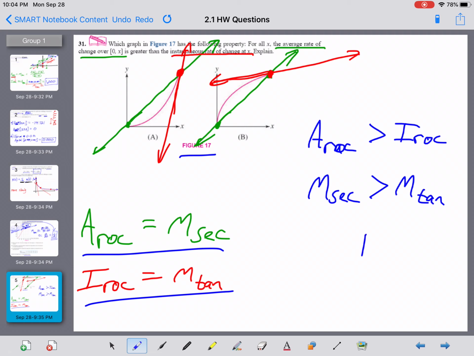And the answer to that is only graph B. In graph A, the tangent line is actually steeper than the secant line, which means that the slope of the tangent would be greater than the slope of the secant. But in B, the secant in green has a greater slope than the tangent in red, so B is going to be the one and only answer here to problem number 31. Okay, guys, let's keep those questions coming if you have more, but hopefully that pushes you guys in the right direction.